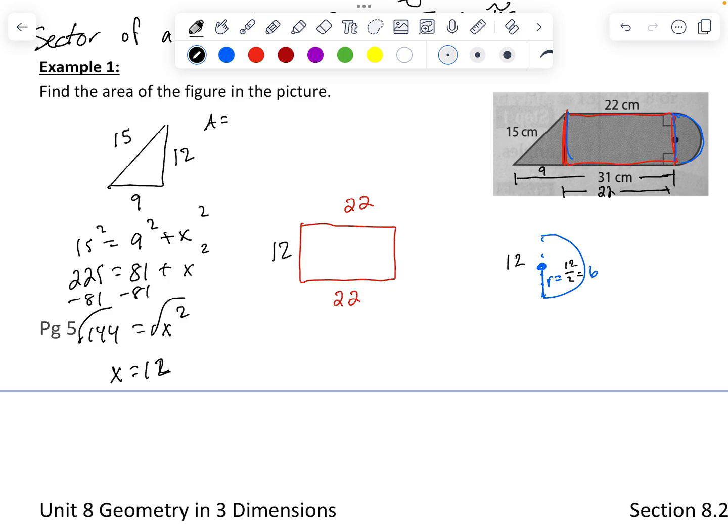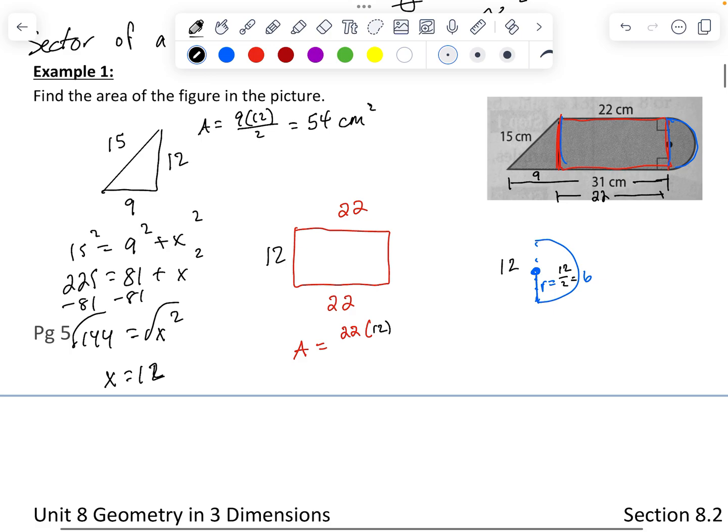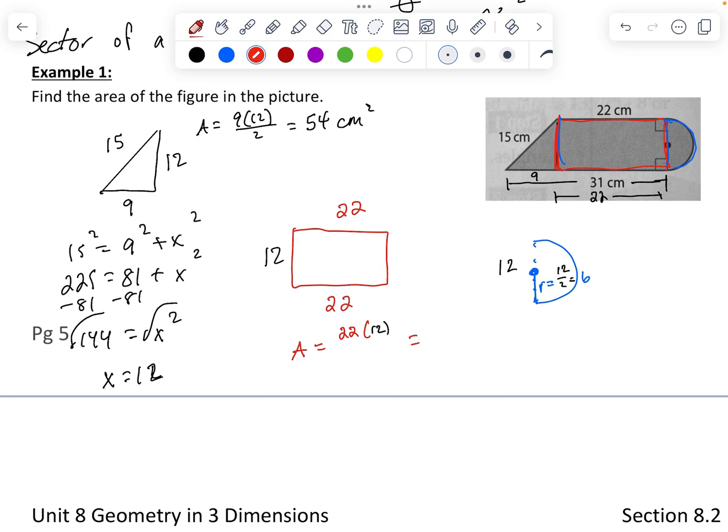Area equals base times height divided by 2, so that's 54 centimeters squared. Don't forget the units. The area of a rectangle is base times height, but not divided by 2. So let's see. 22 times 12, 264 centimeters squared.